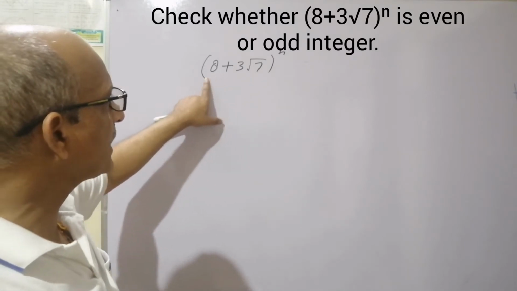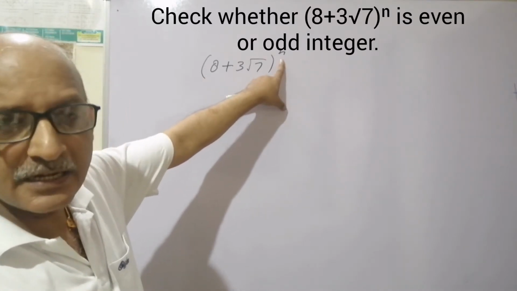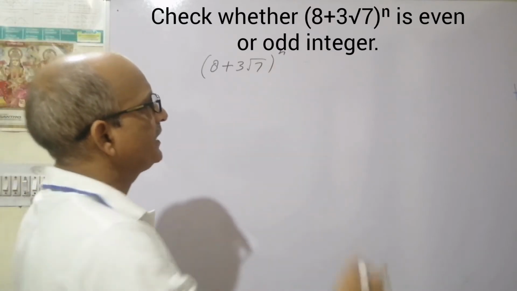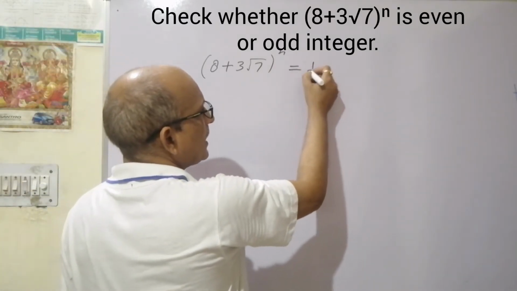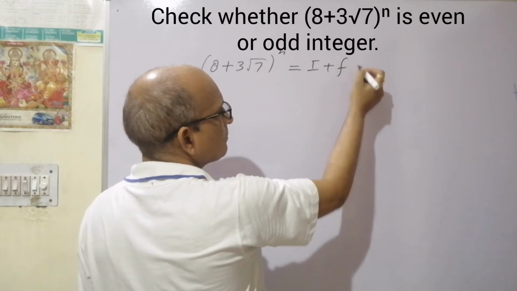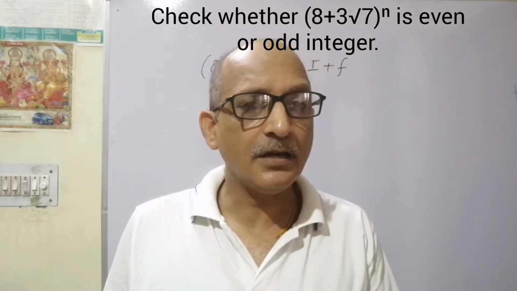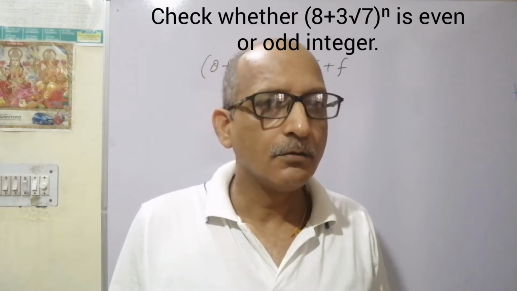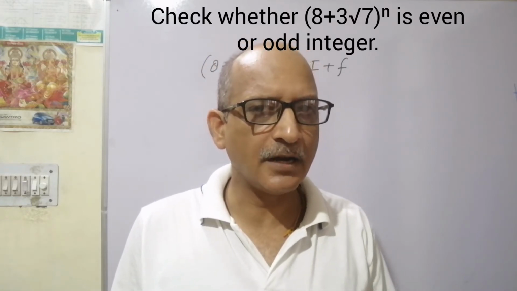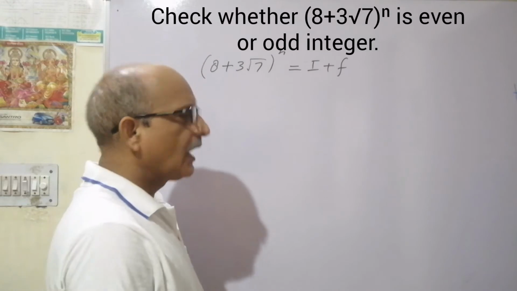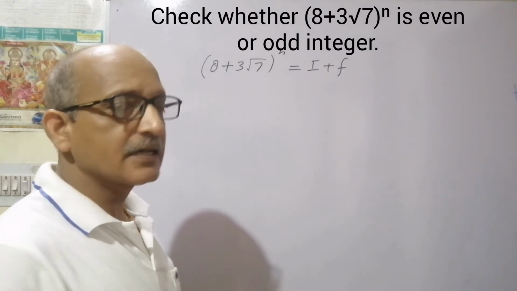Actually, this number can be written, whatever power is here, it doesn't matter, as integral part plus fractional part. Well clear. The fractional part always lies between 0 and 1. Let's take an example for making it clear.